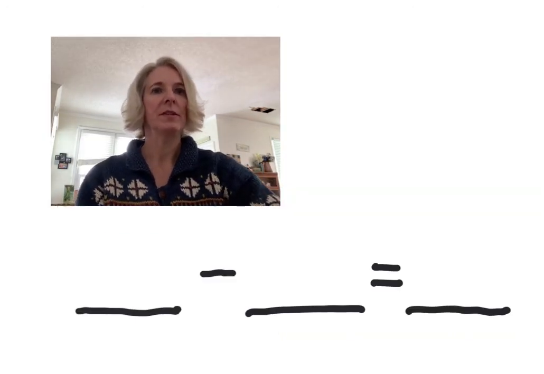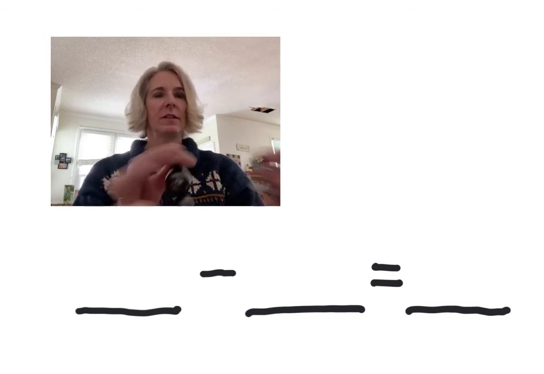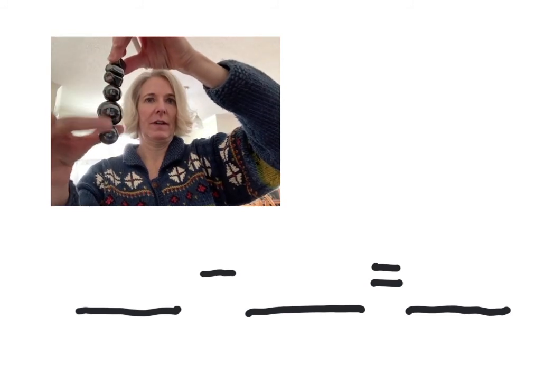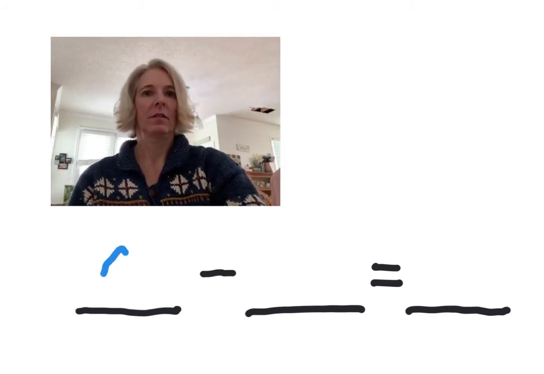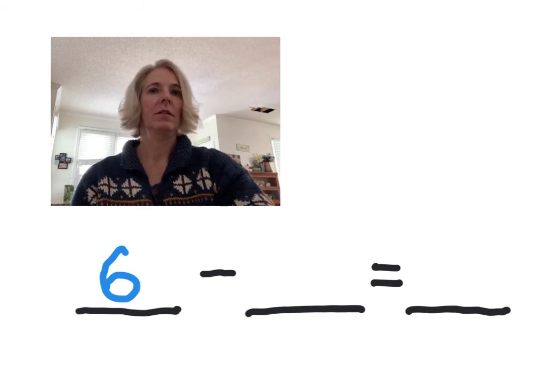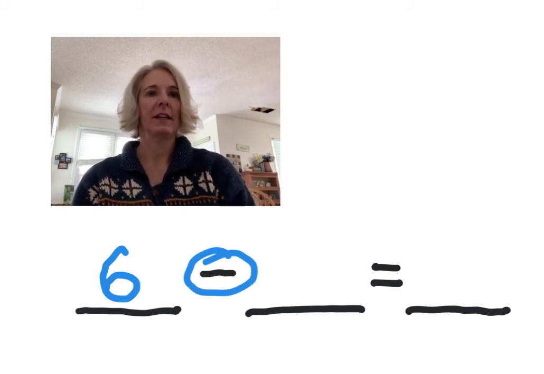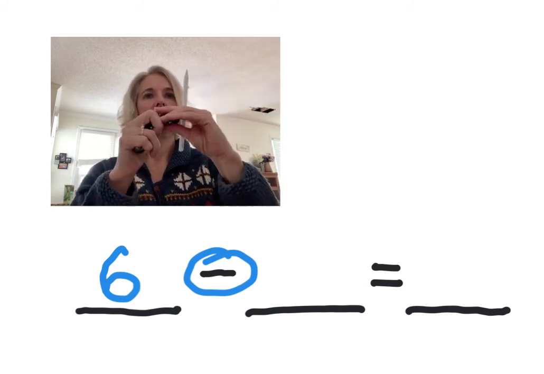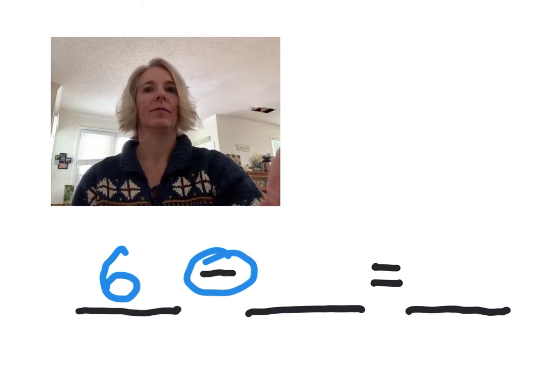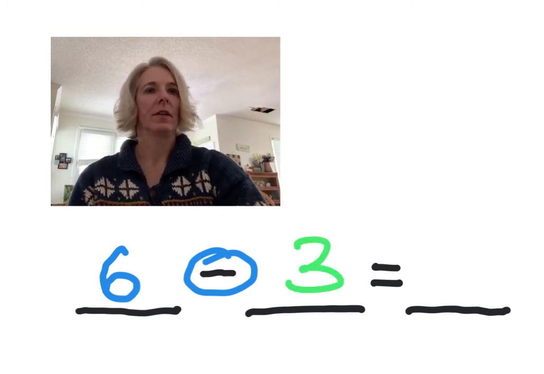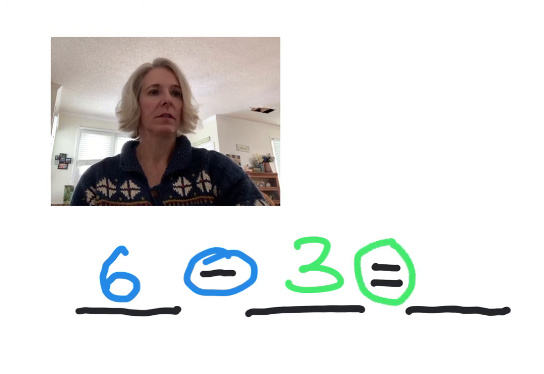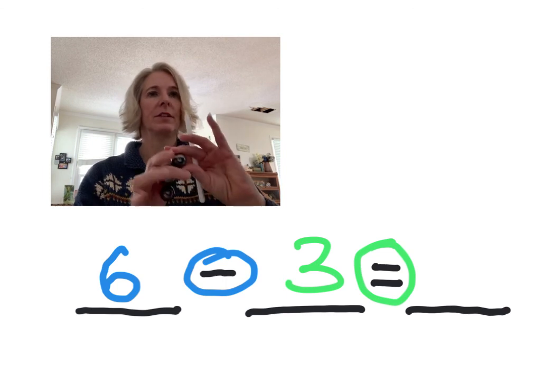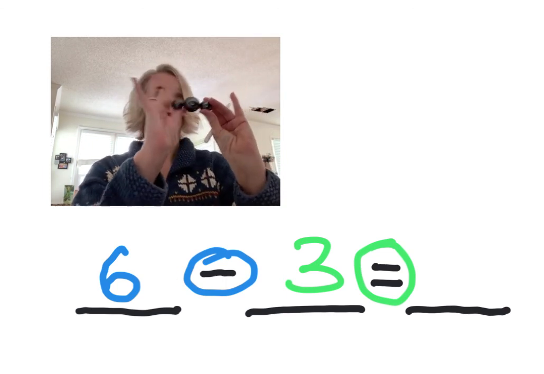Now we want to do our number sentence. Again, we started with 6. 1, 2, 3, 4, 5, 6. We took away, so we're subtracting. We took away 3. 1, 2, 3. Took away 3. And that equals, it's the same as our difference, which is 1, 2, 3.